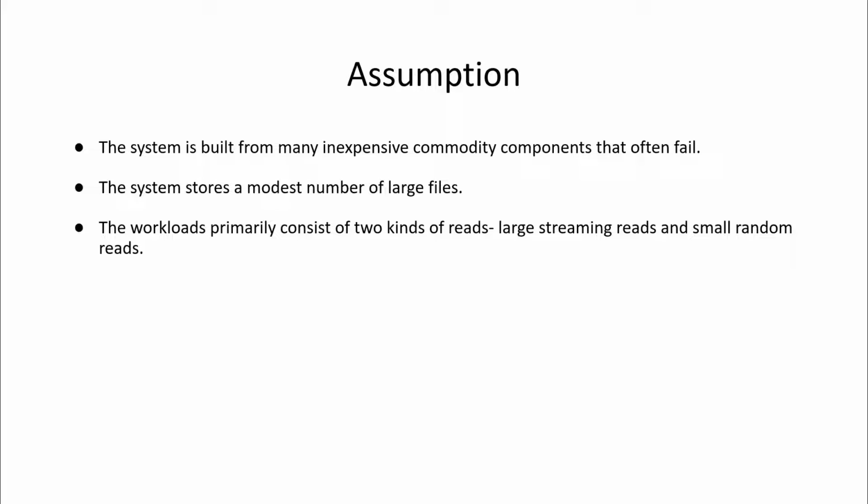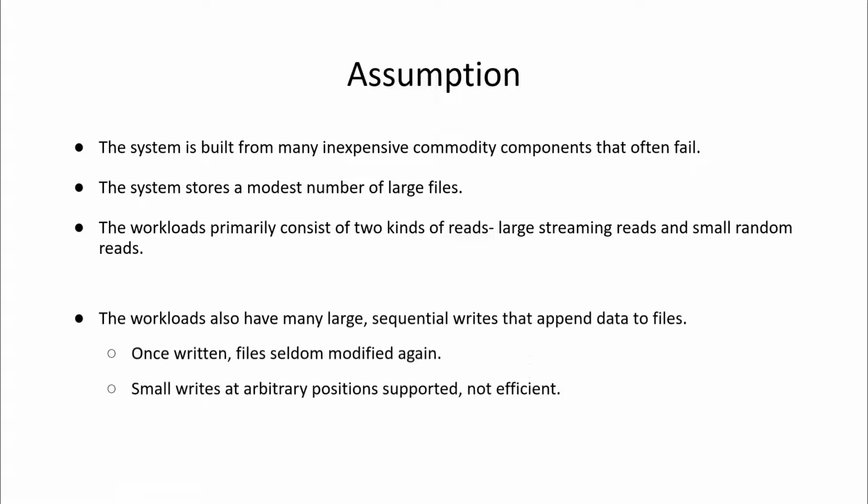The workload primarily consists of two kinds of reads: large streaming reads and small random reads. In large streaming reads, individual operations typically read hundreds of KB, more commonly 1 MB or more. Successive operations from the same client often read through a contiguous region of a file. Now a small random read typically reads a few KB at some arbitrary offset. Performance-conscious applications often batch and sort their small reads to advance steadily through the file rather than go back and forth.